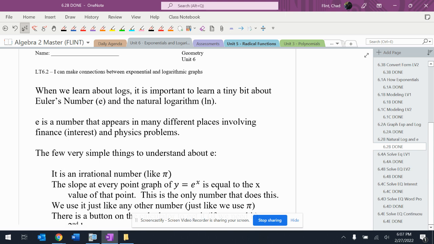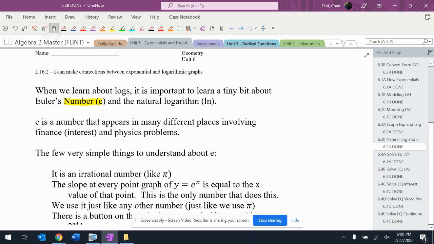So this is a number. First of all, it is a number. It is an irrational number just like pi, and it's a very special, unique number that appears in physics and finance and a lot of other different places in mathematics. It's sometimes called the natural number, like the natural logarithm.